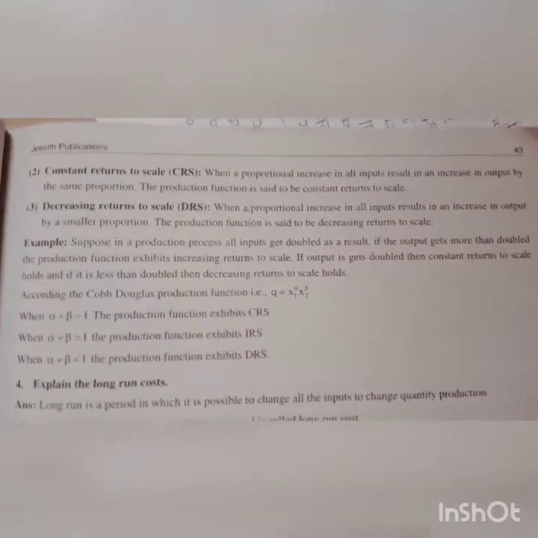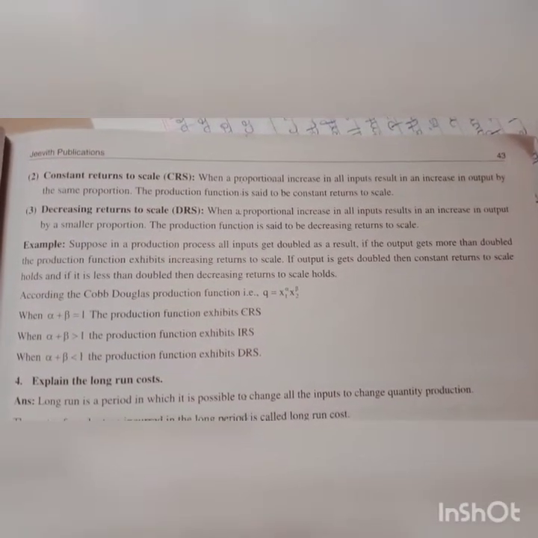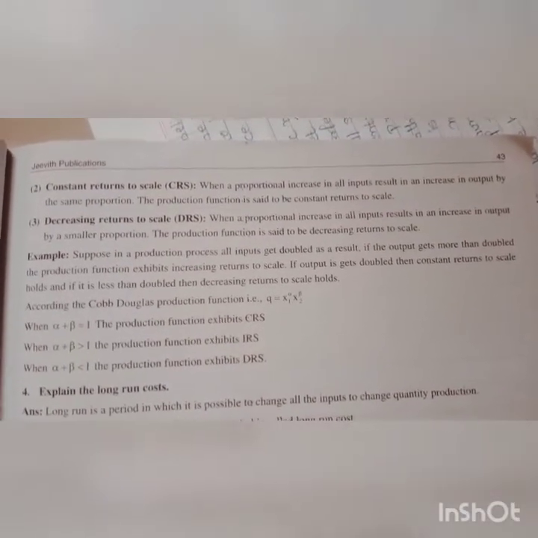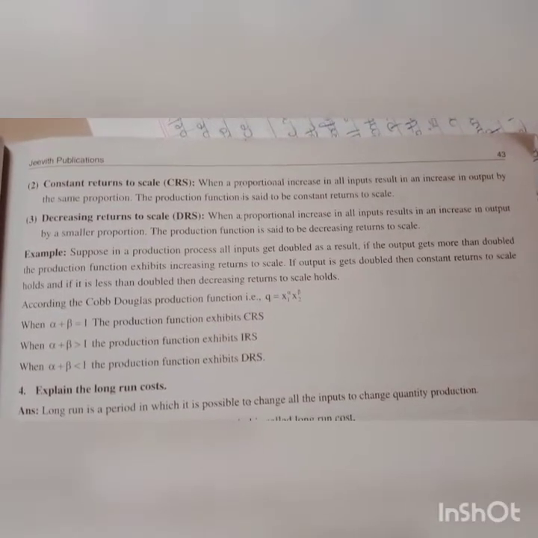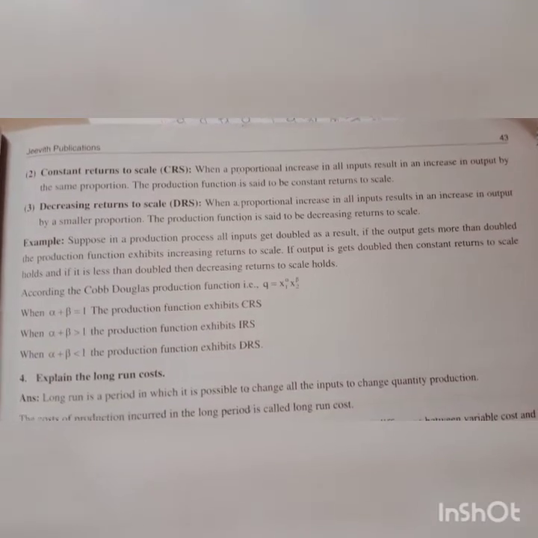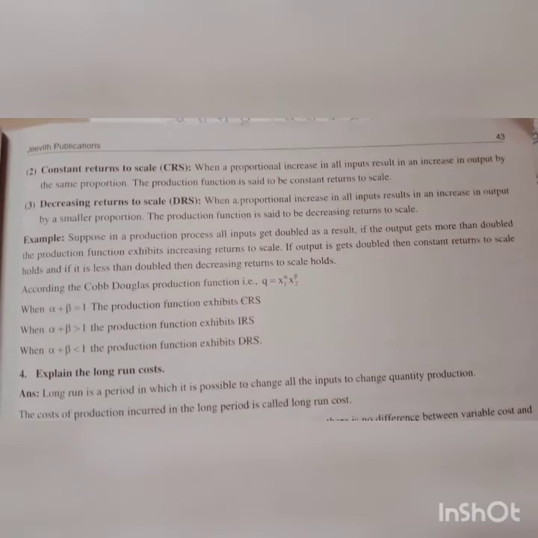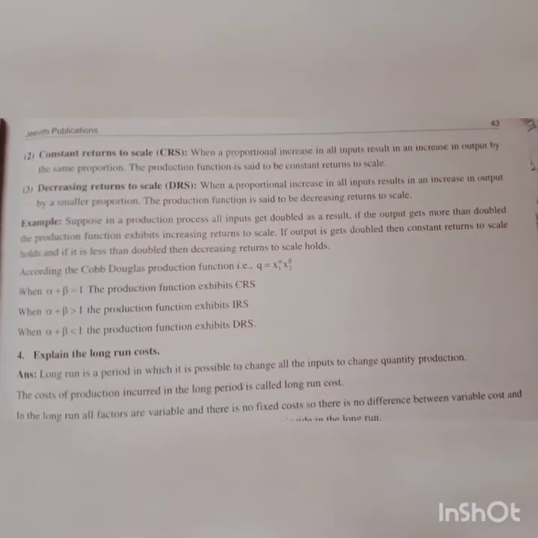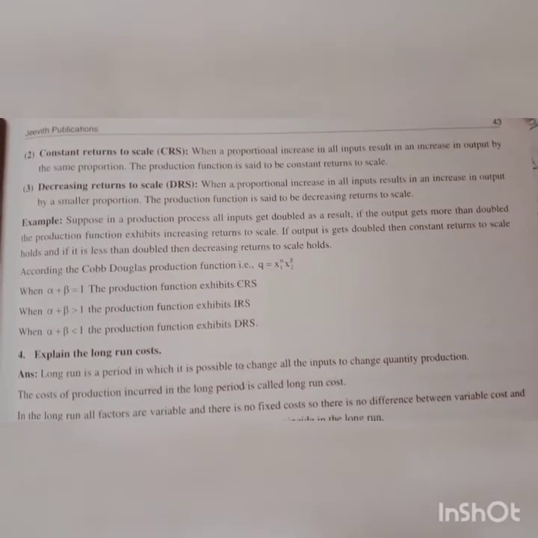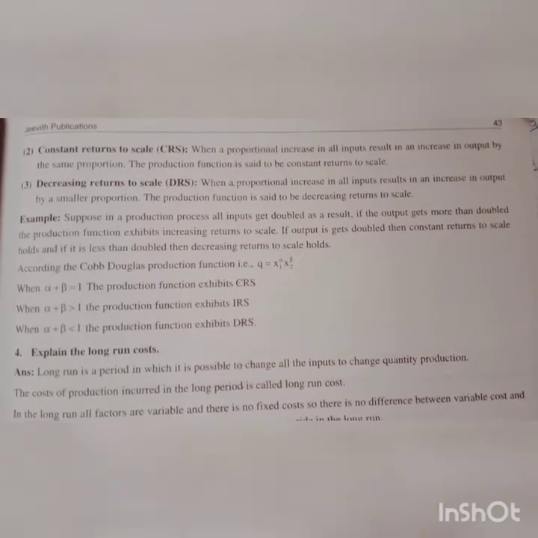Constant returns to scale. When a proportional increase in all inputs results in an increase in output by the same proportion, the production function is said to be constant returns to scale. Now here, when the input is 2, the output is also 2. So there is a constant: how much you put in, you will get out the same in proportion. So this is called constant returns to scale.